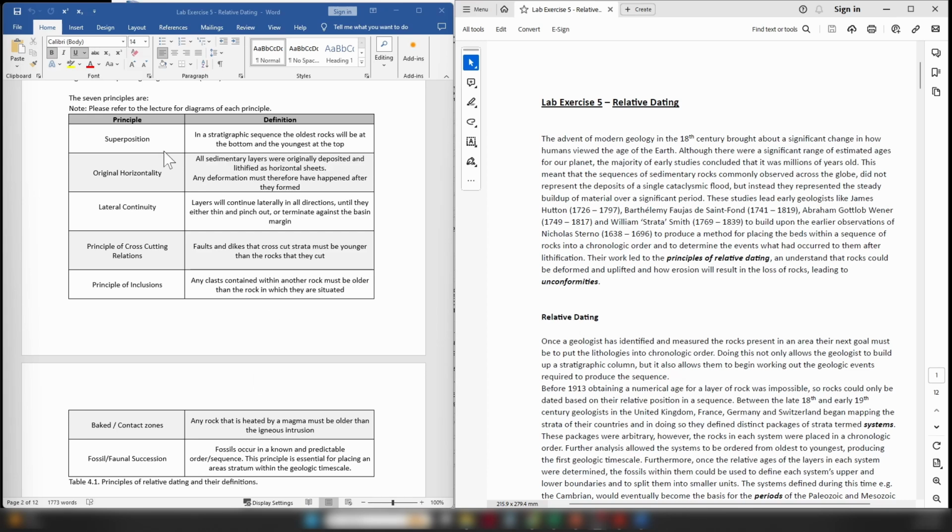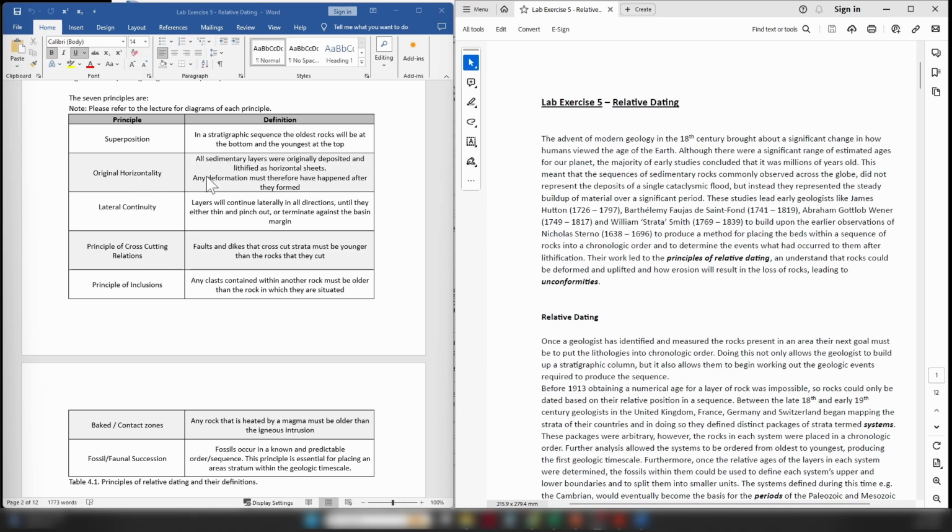So for superposition, it simply says if you have a sequence of rocks, the oldest rock will be at the bottom and the youngest rock will be at the top. And this works in the majority of cases. There are some situations where the sequence has actually been overturned, so the oldest rock is actually at the top and the youngest rock is at the bottom, but those situations tend to be less common.